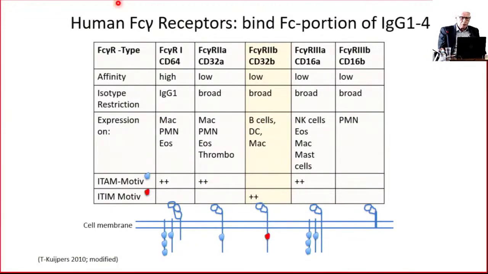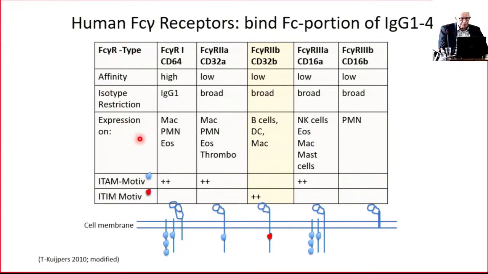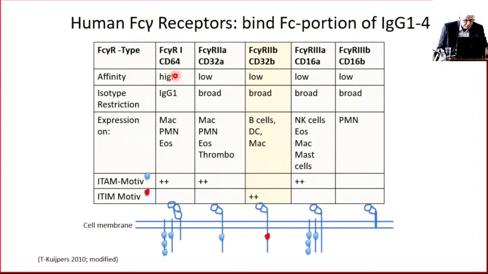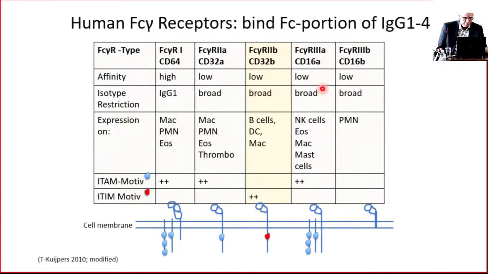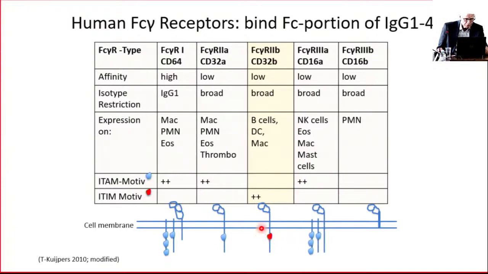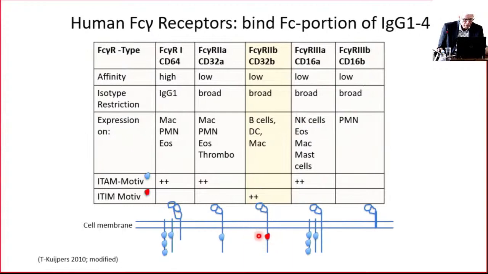Now, we have to have a look at the peculiarities of Fc gamma receptors, which bind IgG1 to IgG4. And there are two types of gamma receptors. A high affinity one, which is CD64, and it is more or less restricted for IgG1, expressed on macrophages, polymorphonuclear cells, eosinophils, and these have an ITAM motif intracellularly, which activates the cells. Then you have 4 low affinity receptors. Most of them have an activating ITAM motif, except CD32B, this famous inhibitory receptor, which has an inhibitory motif in its intracellular part, and which inhibits B cells, dendritic cells, and macrophages, and makes them less inflammatory.